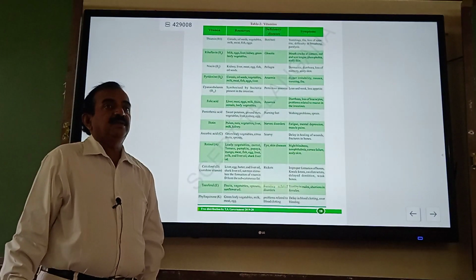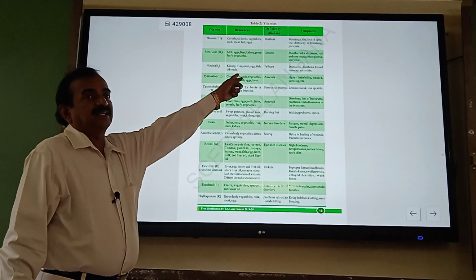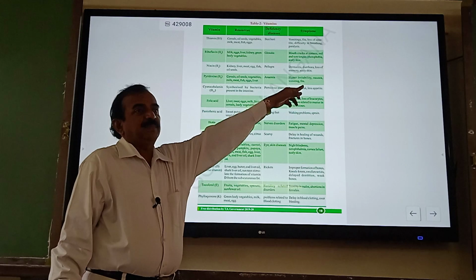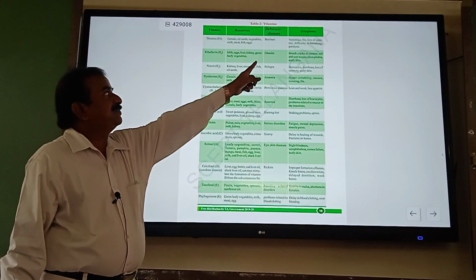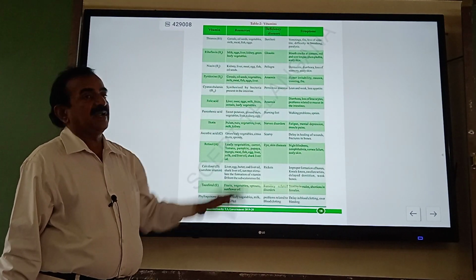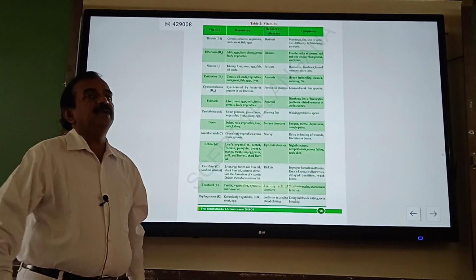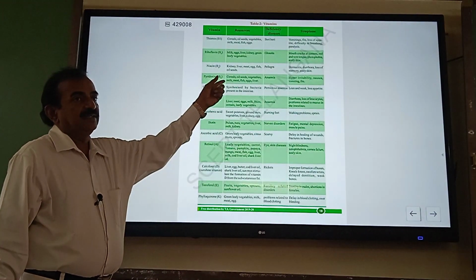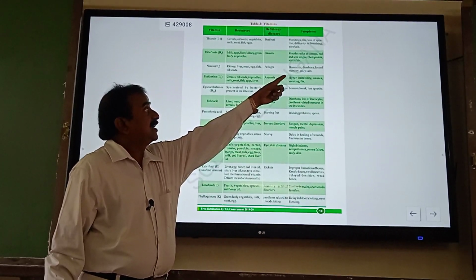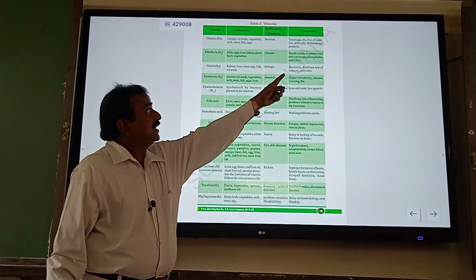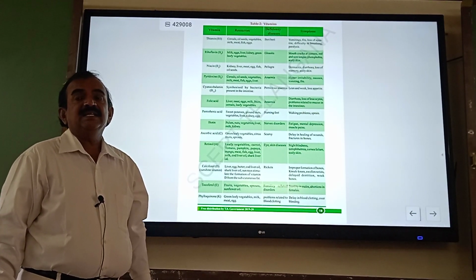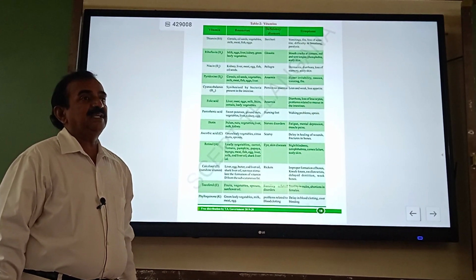Now I am telling about vitamin B1, thiamine. Resources are there, and deficiency is beriberi. Symptoms are there. If a person is suffering with beriberi, what symptoms do we observe? Vomiting, fits, loss of appetite, difficulty in breathing, and paralysis. Those are symptoms. The next one is B2, riboflavin. Resources are given. And deficiency is what? Glossitis. Symptoms: mouth cracks at corners, red and sore tongue, photophobia, scaliosis. All these are symptoms of what disease? Glossitis. And B3, what is B3?